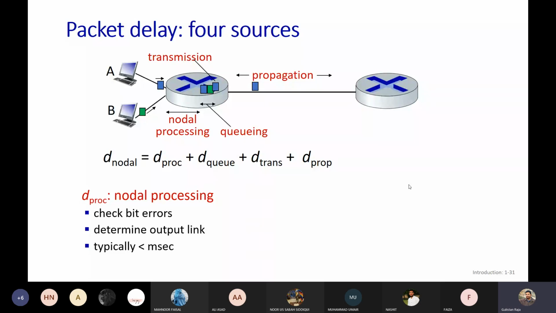Because if there are errors in the packet, it will not be forwarded; an error correction method should be employed. Therefore, bit error detection is an integral part of every router, and naturally it takes time to check for bit errors. The time it takes to check bit errors plus determination of the output link is known as processing delay, or nodal processing delay. It is typically less than some milliseconds.